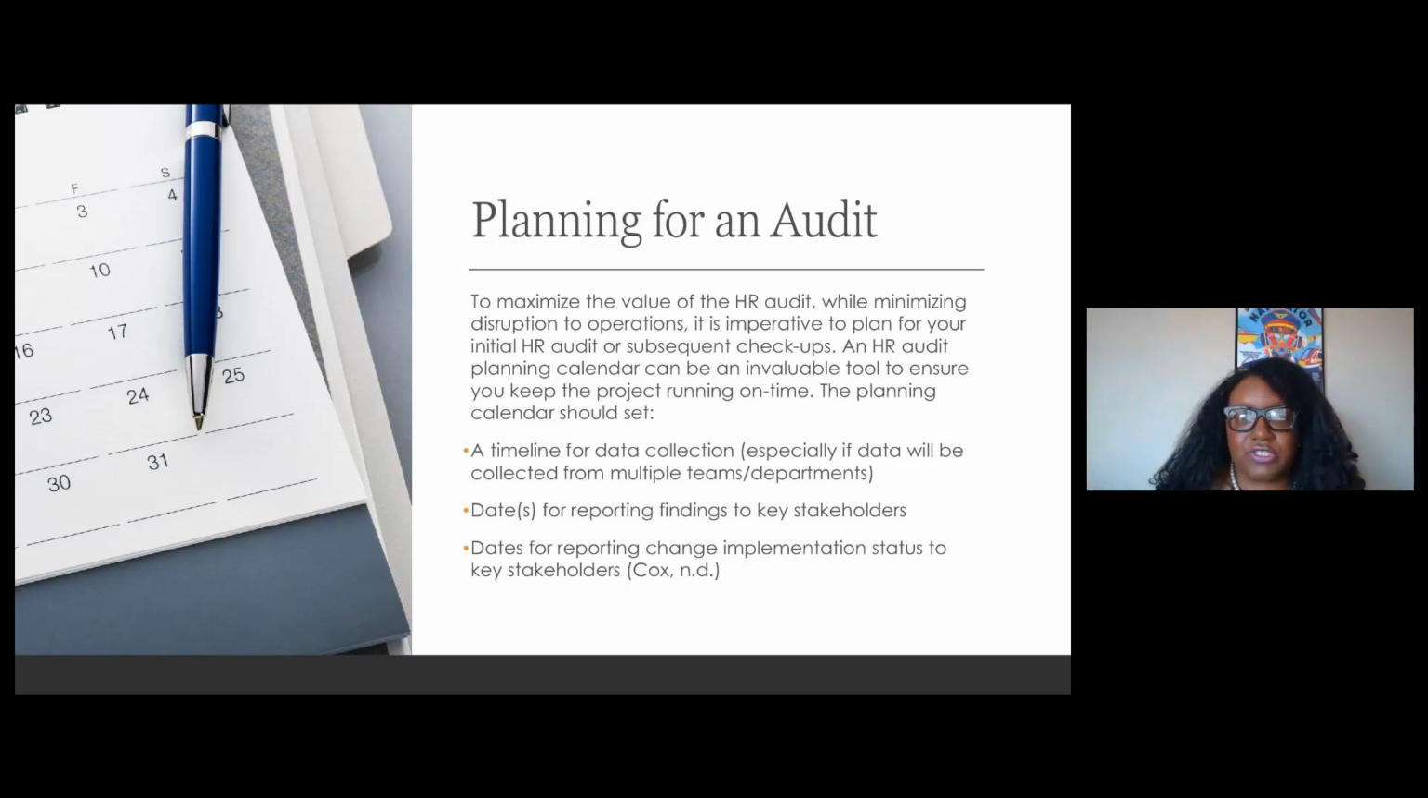So dates for reporting change implementation status to key stakeholders. Remember, we're keeping everyone abreast of what's happening. Schedule out your communications early. Are you going to communicate monthly? Are you going to communicate bi-weekly? Who needs to be communicated with and how often do they need to be communicated with? Write those things out, because that's what you're going to use to audit your project to see if you've managed the project successfully.